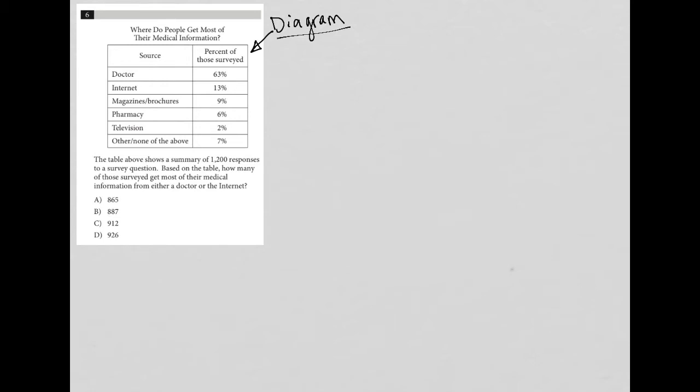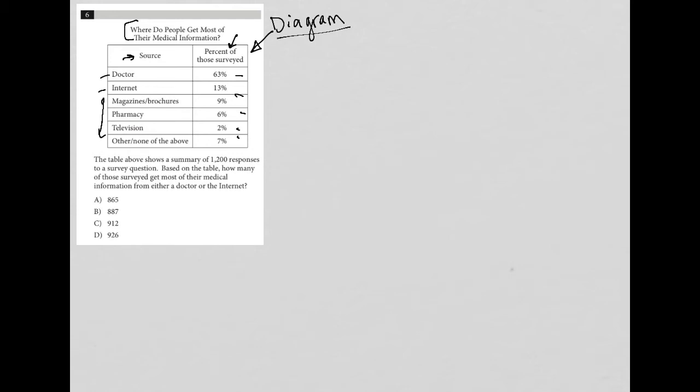So what I like to do with tables is, first of all, look at the title here. So it says, where do people get most of their medical information? And then we look at the titles here. So we have a source, and we have doctor, internet, followed by some other sources, and then percent of those surveyed, right, with those percentages listed.